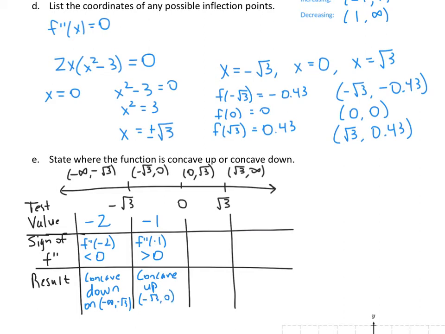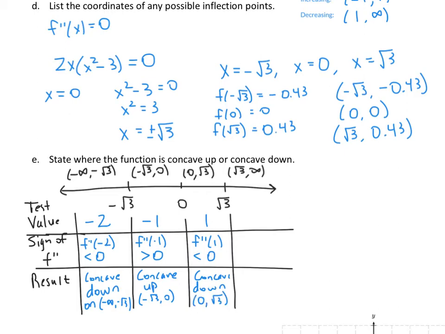The next interval, 0 to square root of 3. Pick a value out of that interval. 1 would be a good one. If we plug a positive 1 into the second derivative, what we get is a negative value. Our second derivative is negative. So that tells us that we are concave down on this interval. We are concave down from 0 to square root of 3.